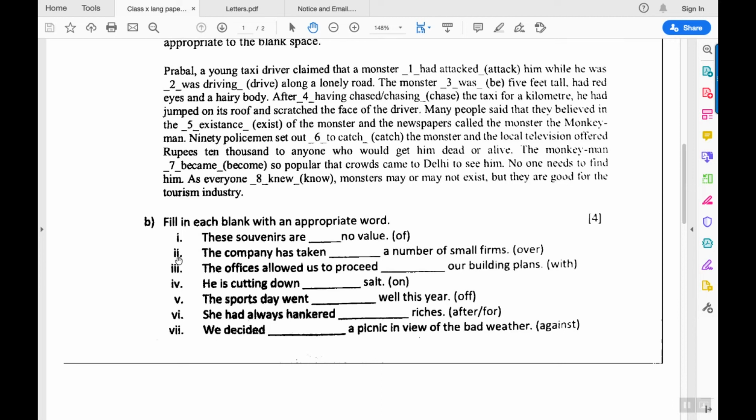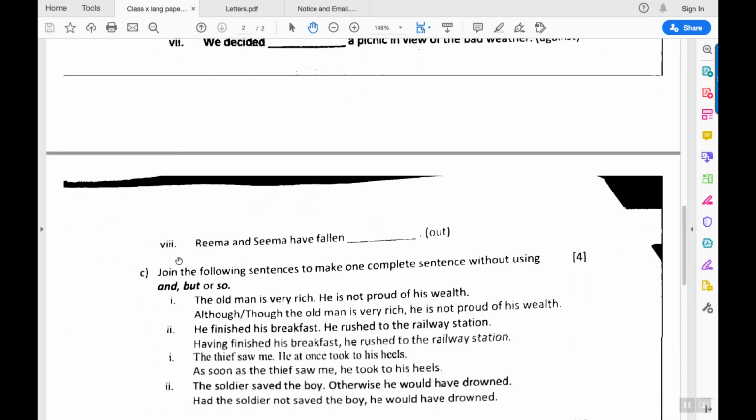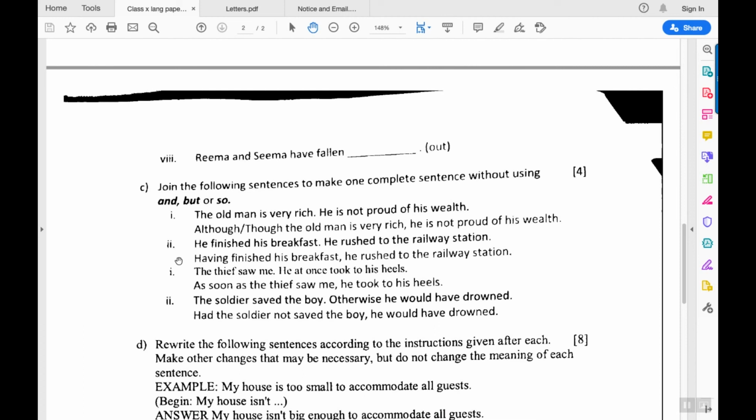She had always hankered after or for riches. We decided against a picnic in view of the bad weather. Rima and Seema have fallen out.